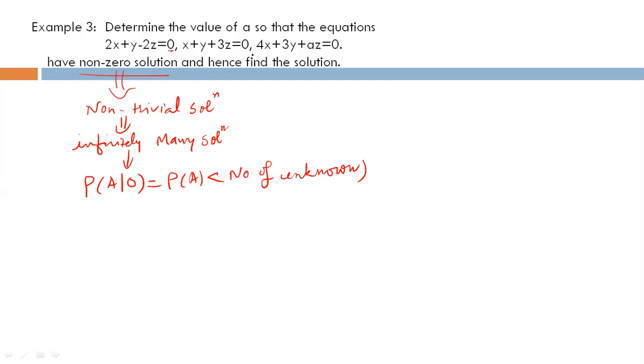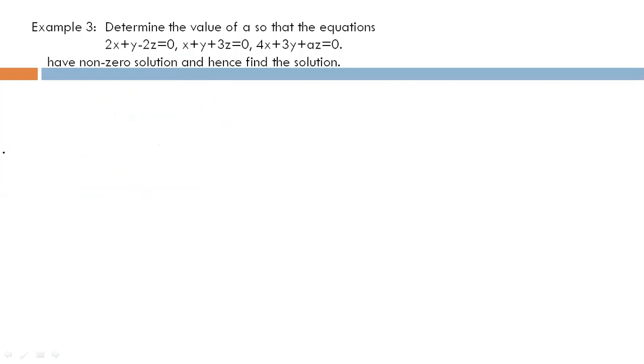We can see that this is a homogeneous system because the right side is 0. So we want to make this type of setting here. Now, write its coefficient matrix: 2, 1, minus 2; 1, 1, 3; 4, 3, A; multiplied by X, Y, Z, equals 0, 0, 0.